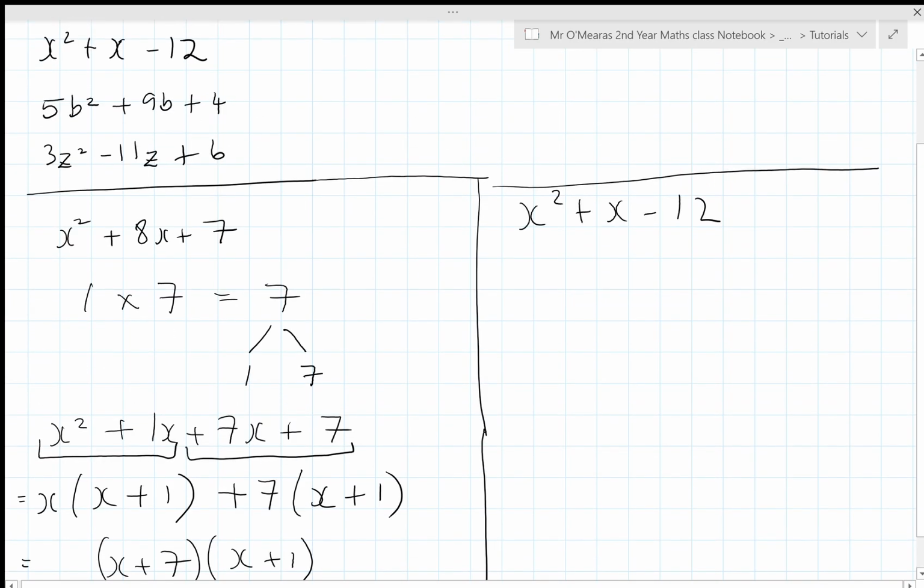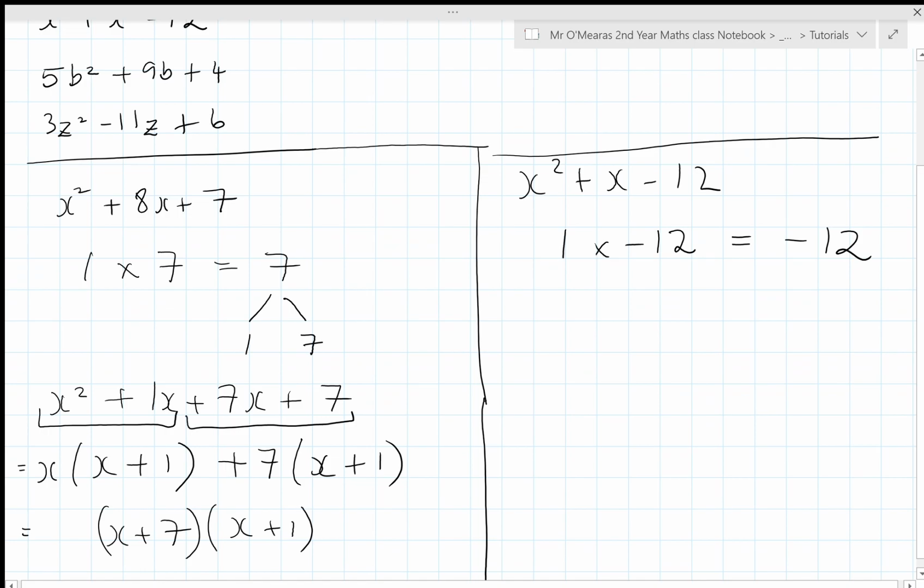Okay, so again, we'll start off with a different question. x squared plus x minus 12. We take the coefficient of x squared, which is 1. We're going to multiply that by minus 12. Don't forget about the minus signs when you have them, and you end up with minus 12. So again, we're looking for factors of minus 12.